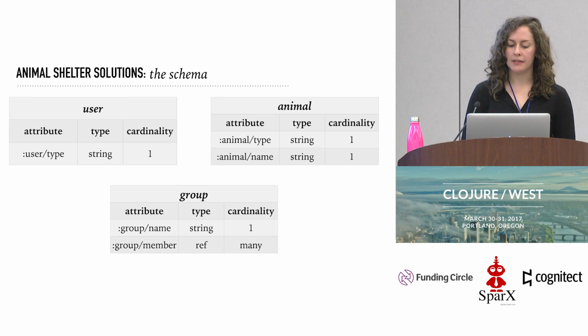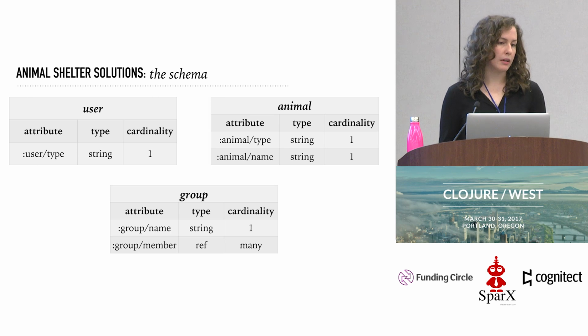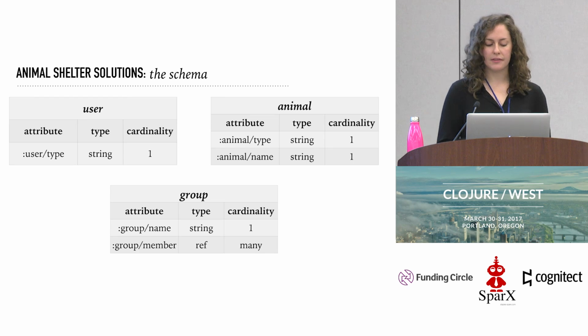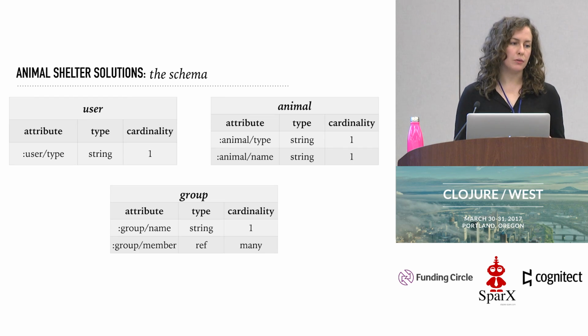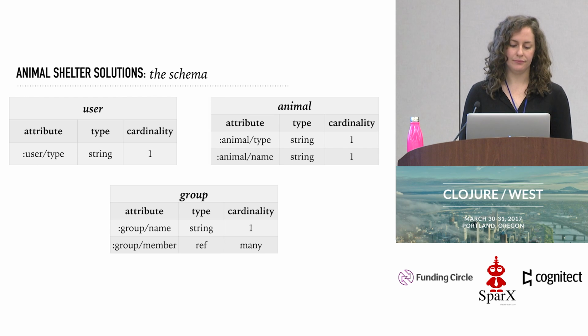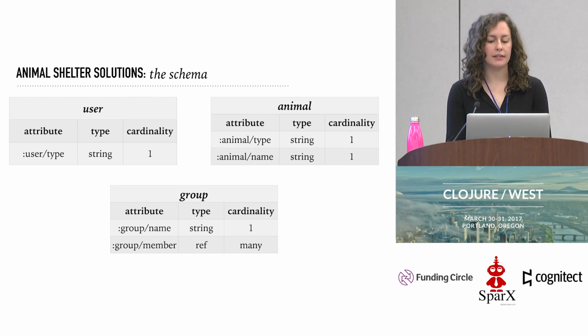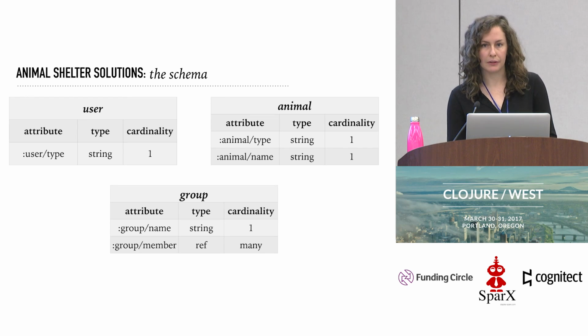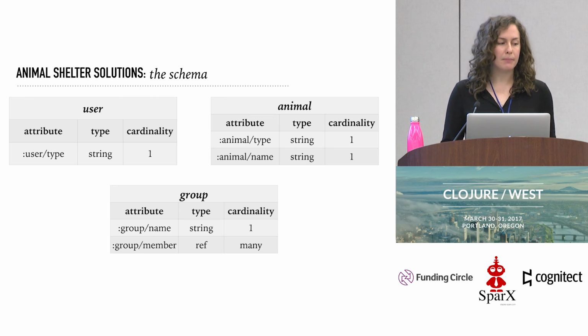For our example database, we'll have a user entity that has a type attribute, which we'll use for either the public or employee user. We'll have an animal entity that also has a type as well as a name. We'd probably want to include more attributes on these, but for now we'll just keep it at this for simplicity's sake. And then we'll have the group entity, which will have a name attribute as well, either the public visibility group or the employee visibility group. It will also have a group member attribute whose type is reference, which means that we'll be able to reference another entity in the database.